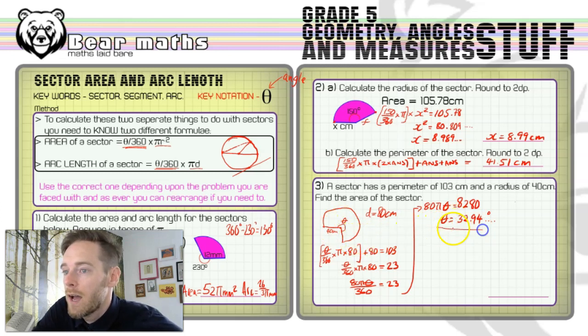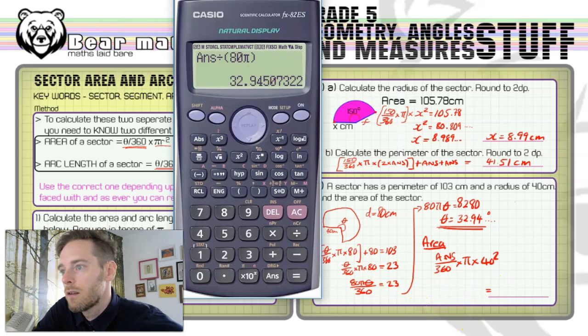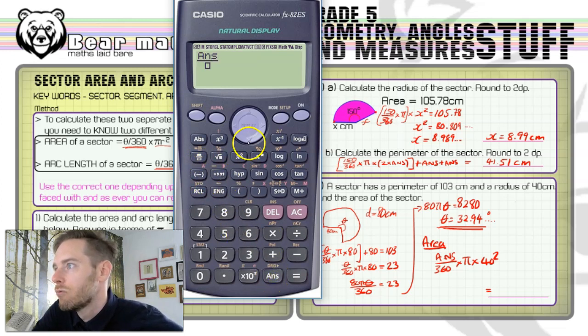Now, once I've got that, that's really important I have it. I can now work out the area. So the area is that answer out of 360 multiplied by pi multiplied by the radius squared, which is 40. All right, so 40 squared. That calculation there is going to get me the answer to the area of the sector. So it's a nice simple end to this question, but getting that is really quite complicated, I think. Multiplied by pi, especially for foundation maths, multiplied by 40 squared.